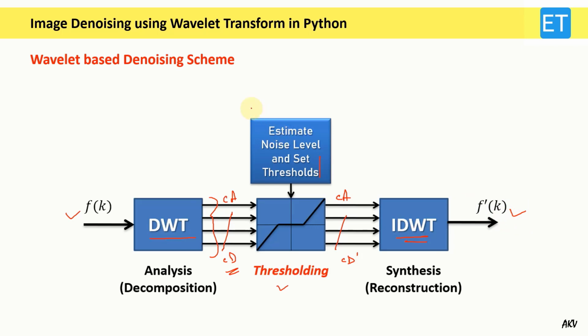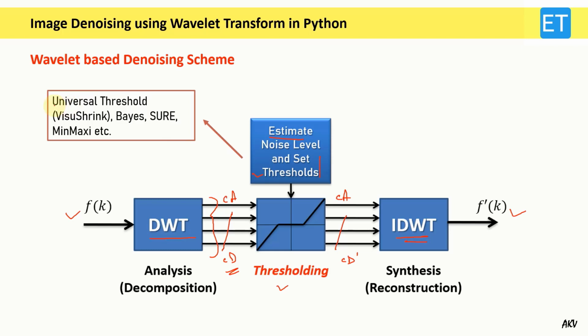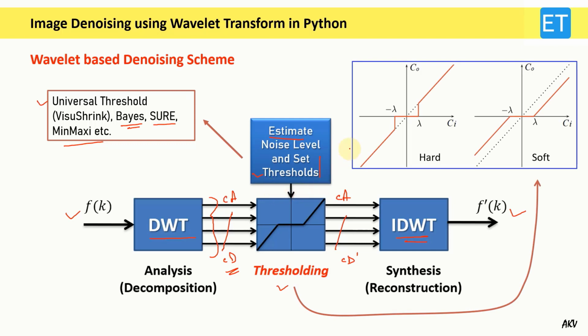The question here is how to estimate the noise level and how to set these threshold values. We have different types of methods, such as the universal threshold method, which is also known as VisuShrink, the Bayes method, the SURE method, and minimax, etc. Using these noise estimation functions, we set a threshold. Once the threshold is set, we threshold or shrink all the wavelet detail coefficients like this.